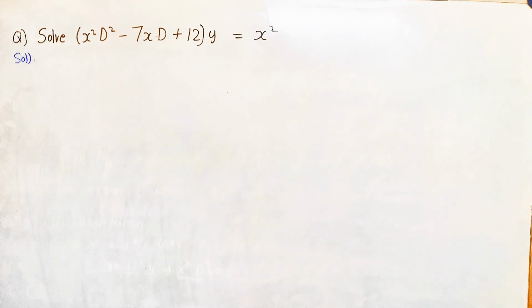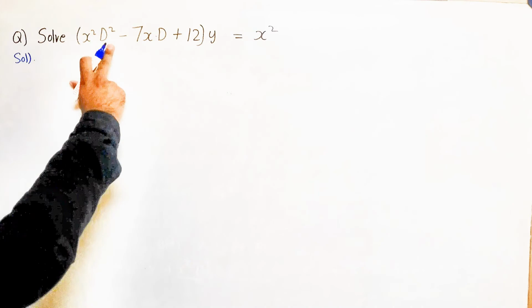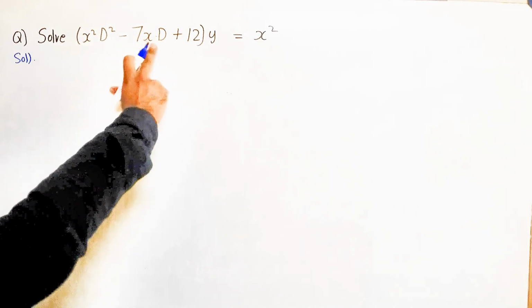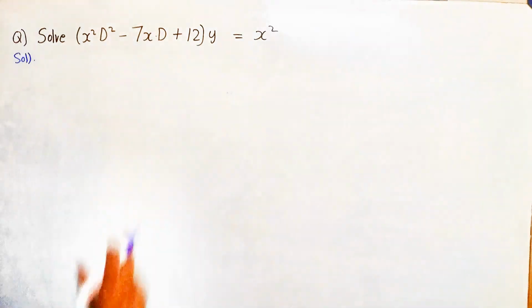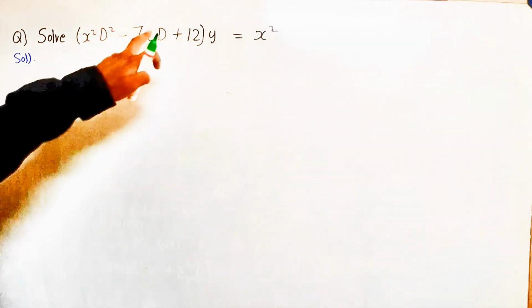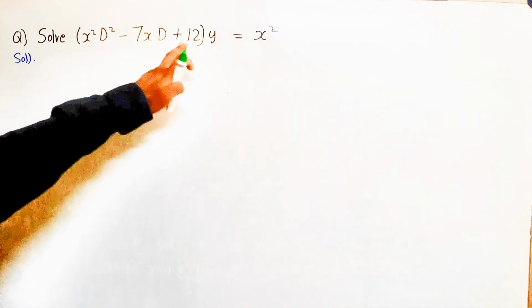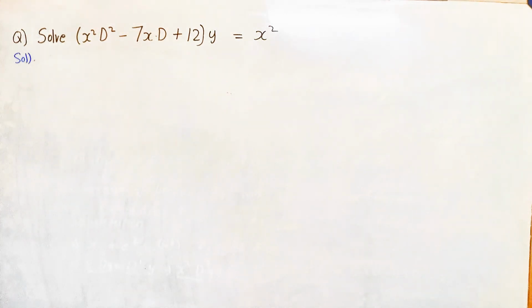Here we have the question: solve x square D square minus 7x D plus 12 into y equal to x square. When seeing the question, you can understand this is Euler's type mainly by seeing the powers. It is in the format of x to the n D to the n plus a1 x to the n minus 1 D to the n minus 1 and so on into y. Here we have power 2 reduced to power 1 reduced to power 0. So clearly this is a question of Euler's type. Let me solve this equation.